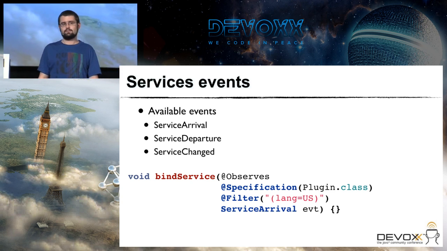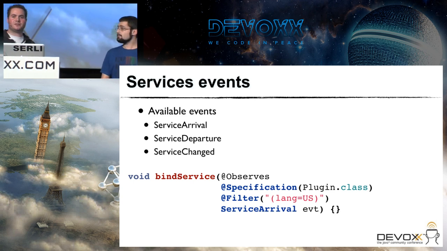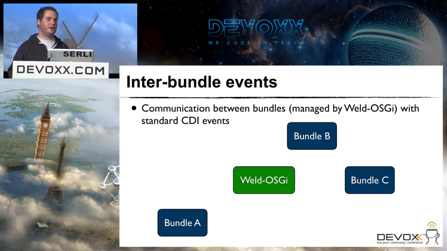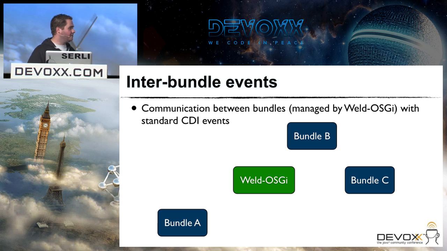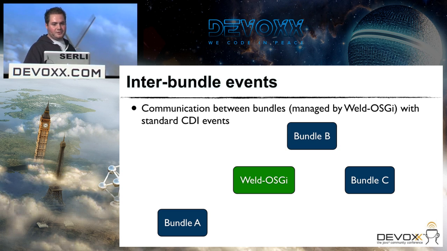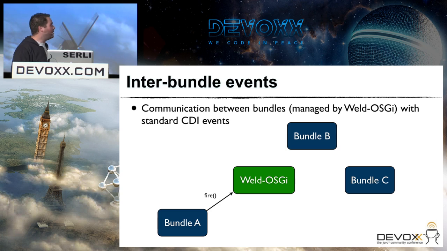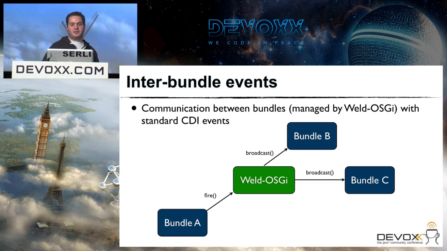This kind of feature is very interesting because, as OSGi is dynamic, the best way to deal with dynamism is really an event-driven application. So with this kind of stuff, you can really do a lot of things. But we wanted to go a little bit further with events, and we introduced a new API that we call inter-bundle events. Behind this complicated name, it's very simple. It's just the ability for a bundle to send an event and broadcast it to other bundles.